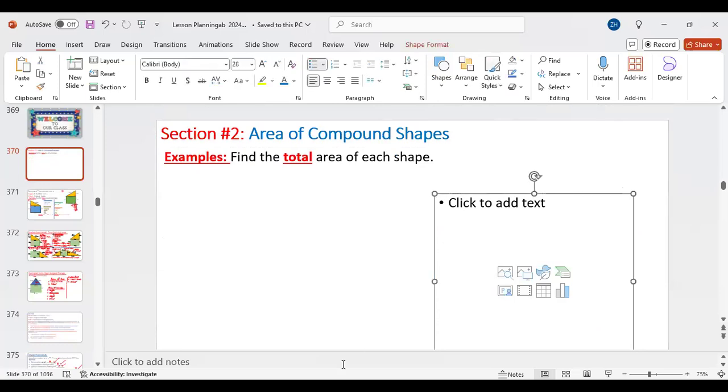And so, say for example, we were given, say, we have the shape.